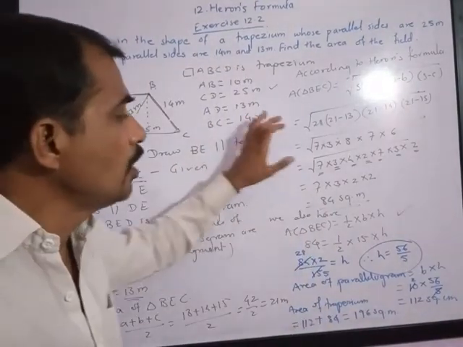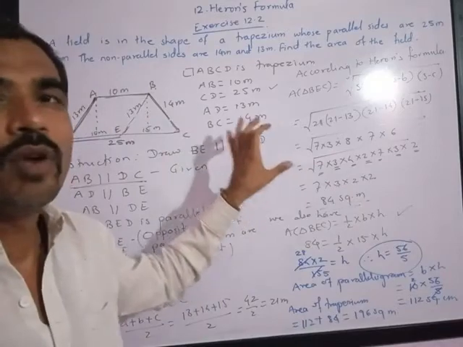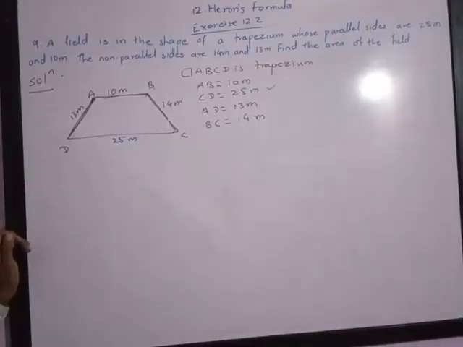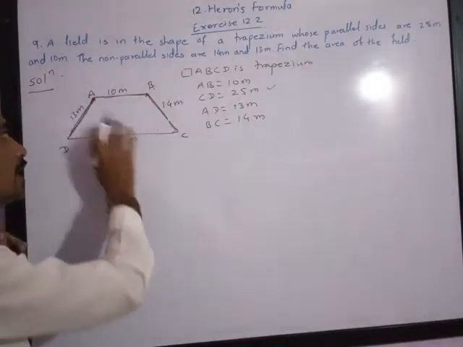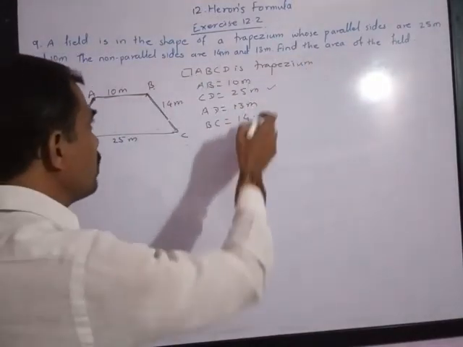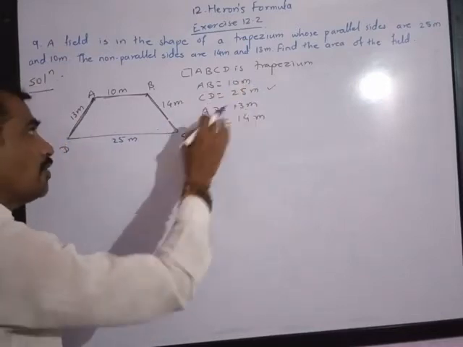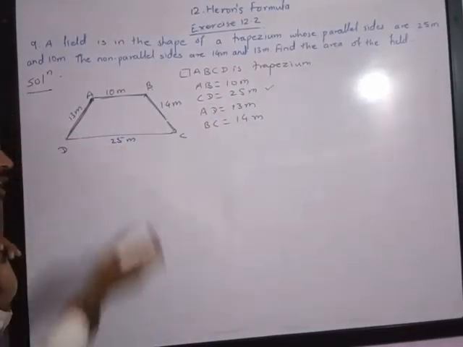Now there exists another way also to find the area of this trapezium. In short, I will teach you how this problem can be solved by another method also. We are given the field is in trapezium shape. We are given ABCD is a trapezium. AB is 10 meters. The parallel sides are 10 and 25 and non-parallel sides are 13 and 14.